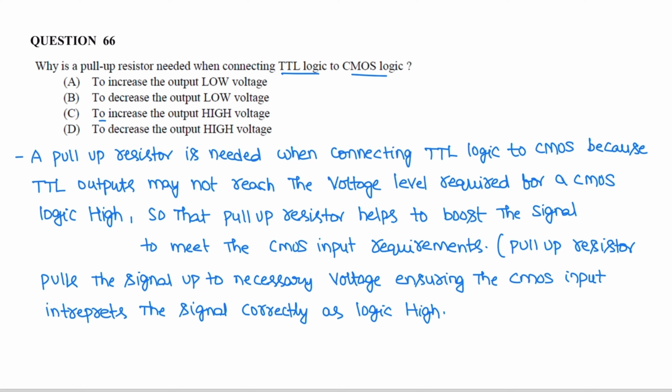So this pull-up resistor pulls the signal up to the necessary voltage, ensuring the CMOS input interprets the signal correctly as logic high. If there is no pull-up resistor, the signal that is logic high in TTL may be treated as logic 0 in CMOS. Logic high in TTL should be treated as logic high in CMOS. So that means we require a pull-up resistor, which boosts the voltage level.